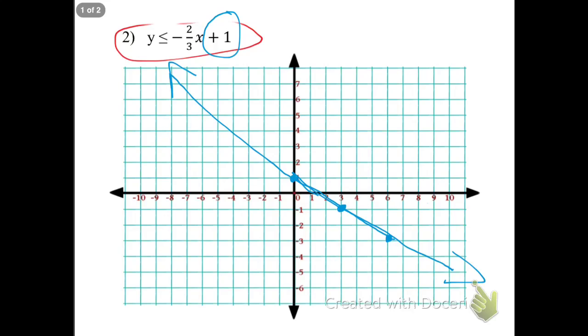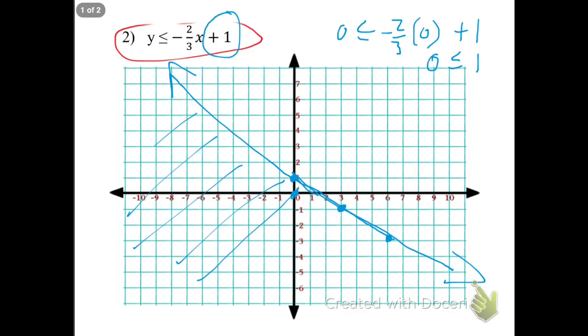And you need to figure out which side gets shaded. If you can't guess with it, pick a point. I'm going to pick 0, 0, and see if 0, 0 satisfies the inequality. Is 0 less than or equal to negative 2/3 times 0 plus 1? In other words, is 0 less than or equal to 1? That is true, so we're going to shade the side of the coordinate plane that has 0, 0, which is this way. So we're going to shade that direction. Shade, shade, shade. It's beautiful, I know.